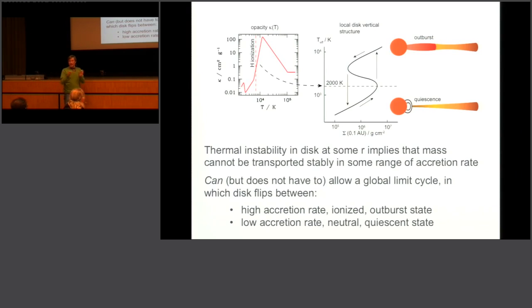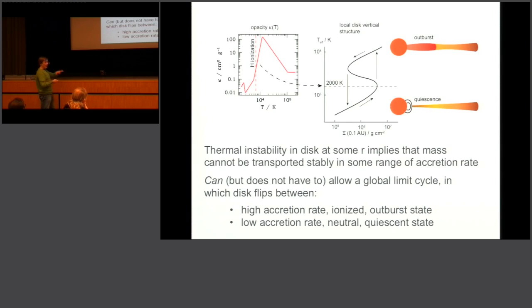If many radii in the disk are subject to a similar instability, it's possible, though not guaranteed, that this will lead the whole disk to flip between quiescent and outburst states. So the general picture would be that when the disk is in quiescence, the annuli in the disk are living on this lower part of this S-curve in thermal equilibrium. The disk is rather thin. It has a rather low accretion rate. In the protostellar case, it's probably truncated by a magnetosphere at small scales, as we've already heard. And then at some point, it can flip into the outburst state, where the accretion rate is much higher, the disk is thicker, and probably the disk extends all the way down to the stellar photosphere.